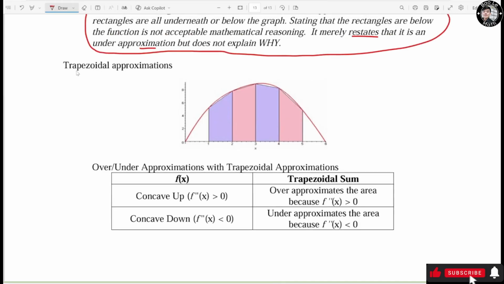Now, when it comes to trapezoidal approximations, we need to explain like this. The function f(x) is concave up, or f double prime of x greater than 0. The trapezoidal sum over approximates the area because f double prime of x greater than 0. If the function f(x) is concave down, or f double prime of x less than 0, the trapezoidal sum under approximates the area because f double prime of x less than 0. So look at the picture right here.